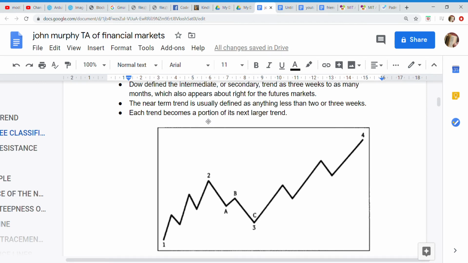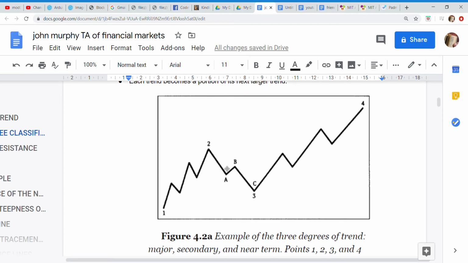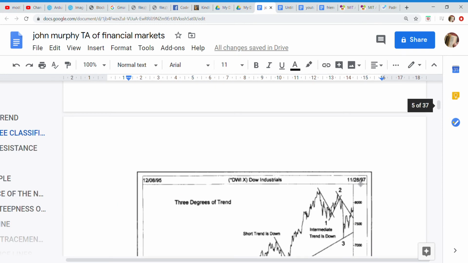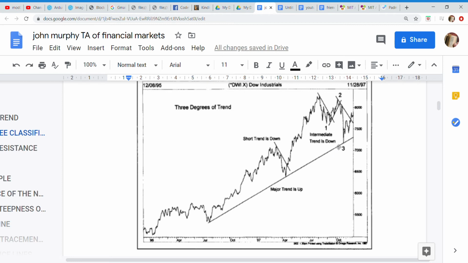Each trend becomes a portion of the next larger trend. So this is a short term trend, and it becomes a portion of the next long term trend. So this is a major trend, then the short trend is down, then the intermediate trend is down. At this point the major trend is up, then the short term trend is up, and at this point the intermediate trend is also up.